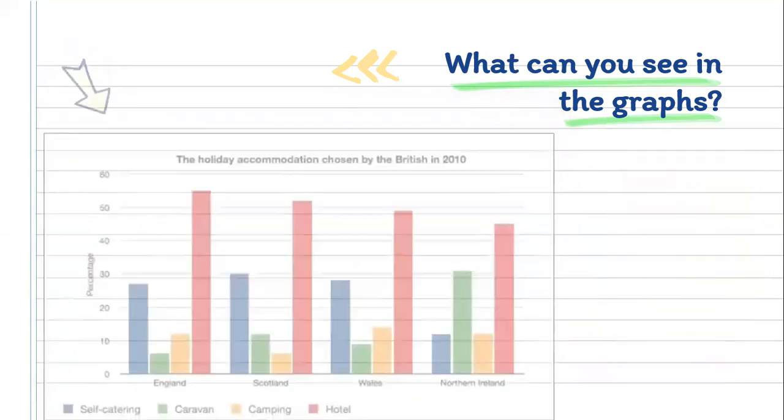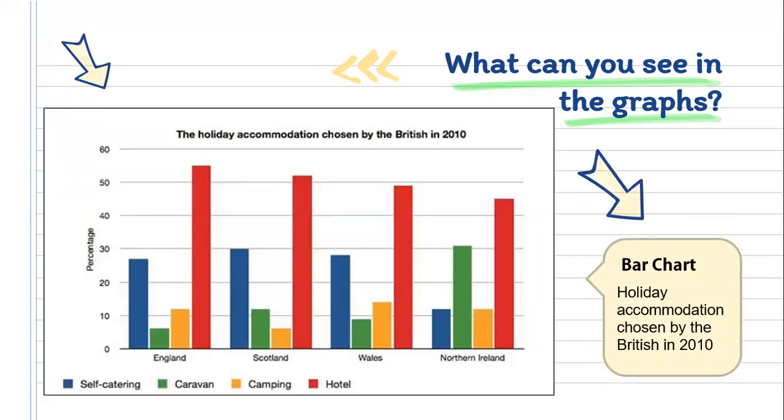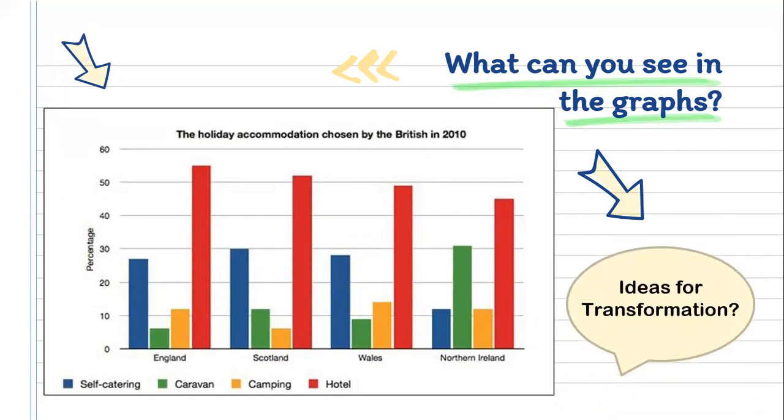But what if you see this graph, what type of graph is it and what information does it give? Jung, please. So this is the bar chart about the holiday accommodation in Britain. Yes, it is exactly a bar chart about holiday accommodation, but do you have any ideas for transforming it into a line graph? Still Jung?